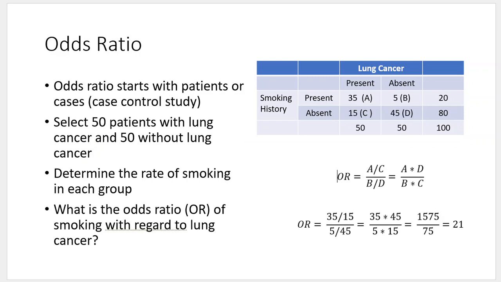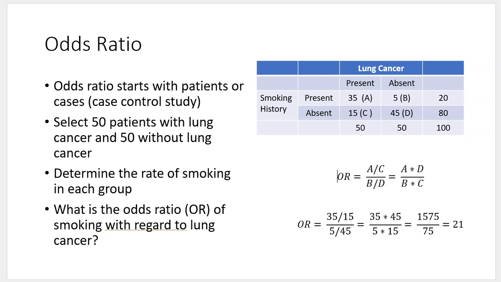Now, that needs to be distinguished from the odds ratio. Odds ratio begins with patients or cases. So here we would select 50 people with lung cancer and 50 people without lung cancer, and we would ask them about their smoking history. And now we can calculate the odds ratio.